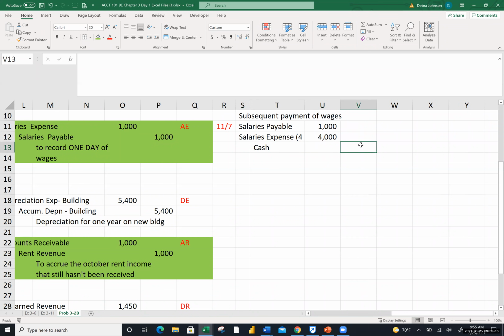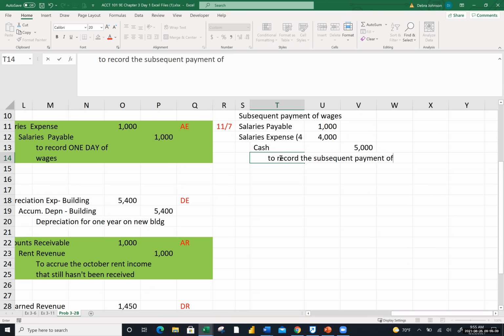Every payroll, they're probably paying $5,000. That's not changing. What changes is the subsequent payment. This is not an adjusting entry because this makes me look like a liar. We just got done saying, hey, adjusting journal entries don't affect cash. This isn't an adjusting entry. This is a subsequent payment. So to record the subsequent payment of the week's wages.